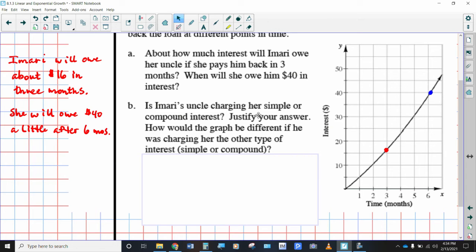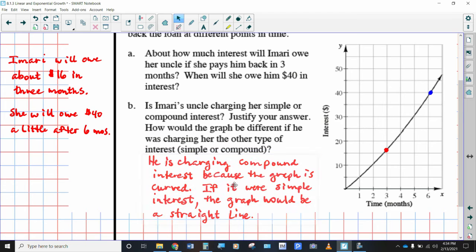So is Amari's uncle charging simple or compound interest? How do you know just by looking at the graph? Well, is it a straight line or does it appear to be a curved line? Let's check. It's definitely a curved line. It is not straight. So with that, because it's a curve, we know it is exponential growth, not constant growth. So that is a compound interest type of problem.